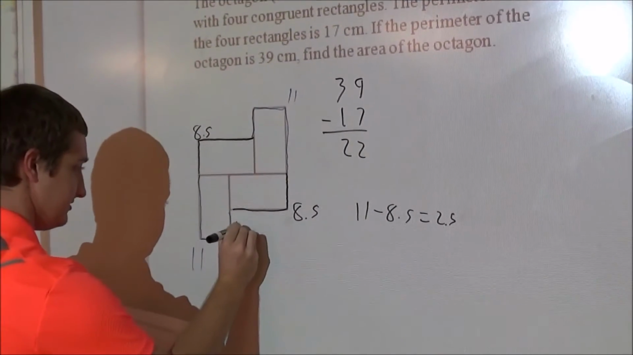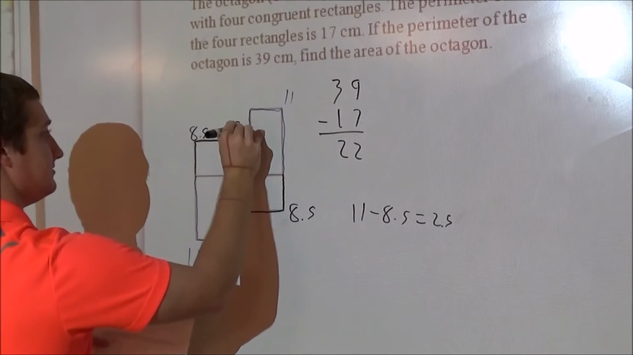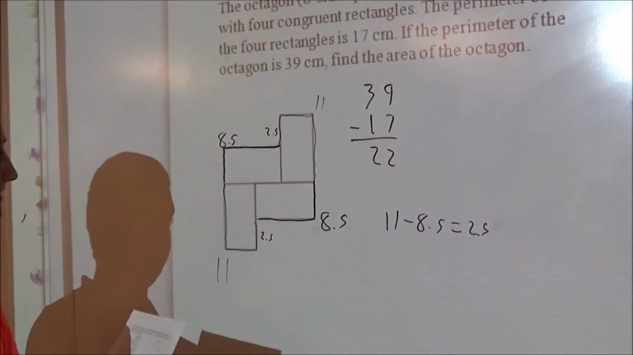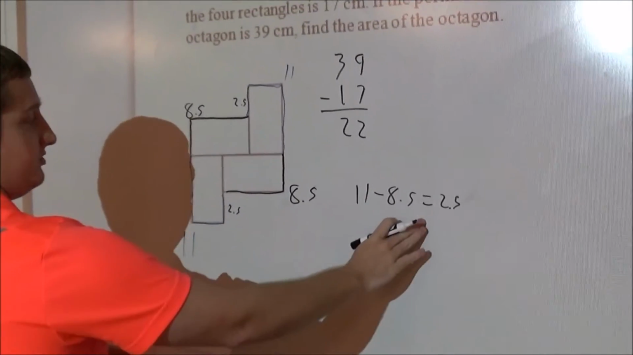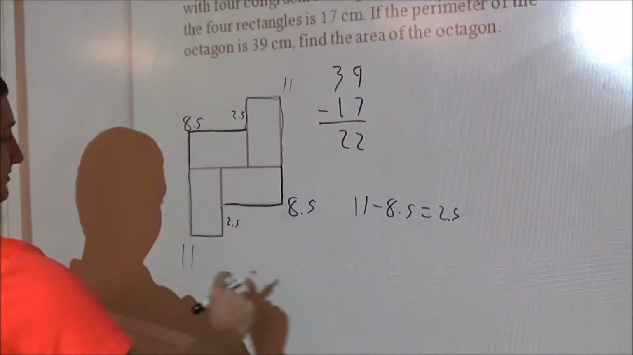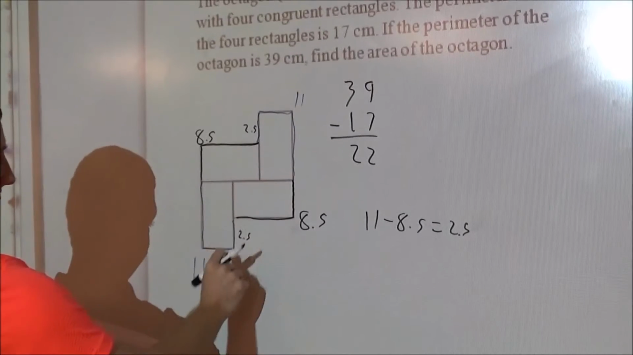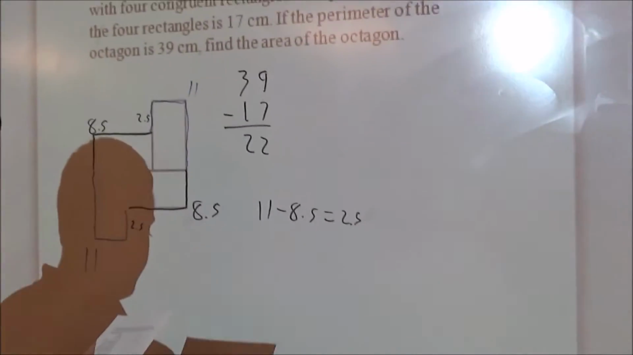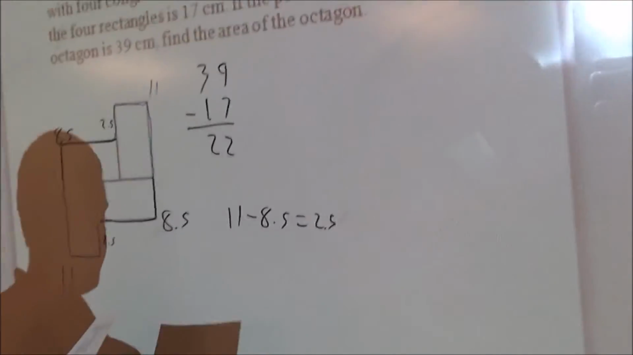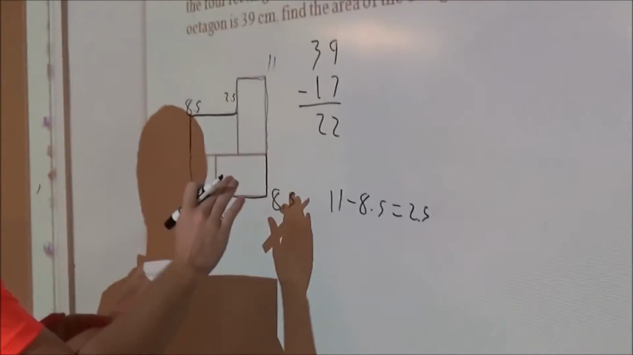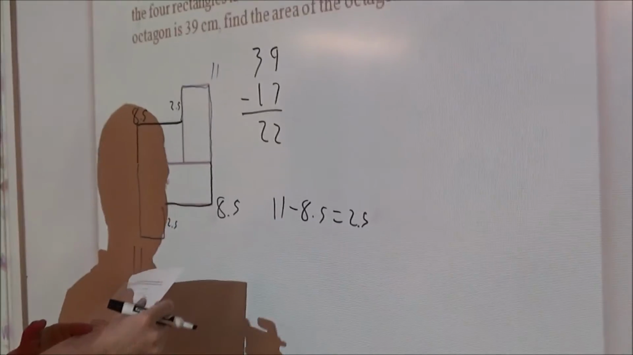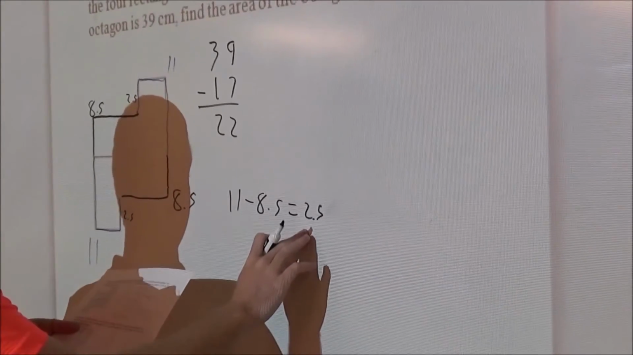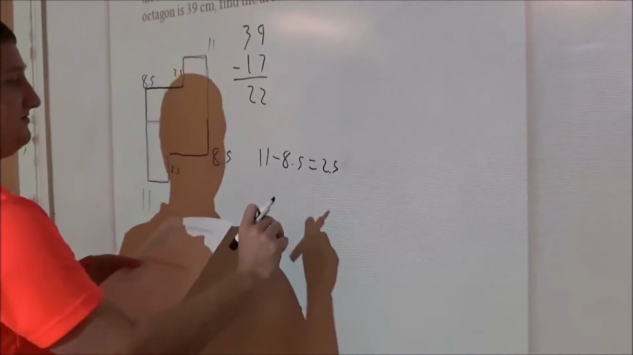So this length is 2.5, this length is 2.5. And we have to also remember that 2.5 is the difference between the length and the width, because this is the length, here's the width, and this is the difference between the two. Now from here, if we want to find the area of an individual rectangle, we know that is length times width. So we know the difference, and we know that they need to add up to 8.5.